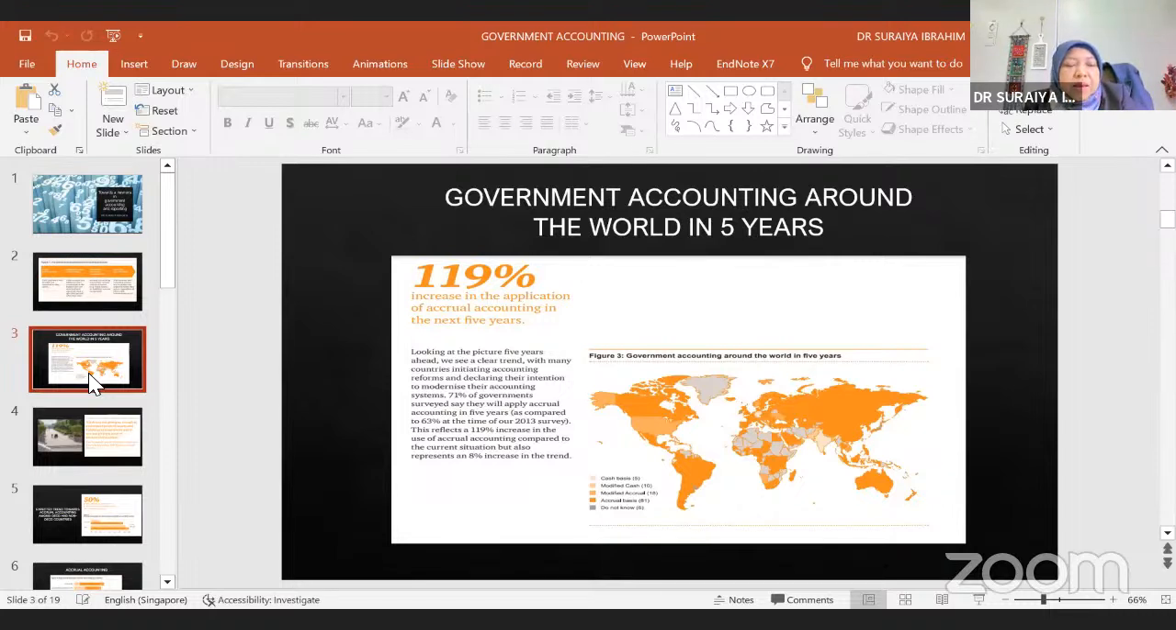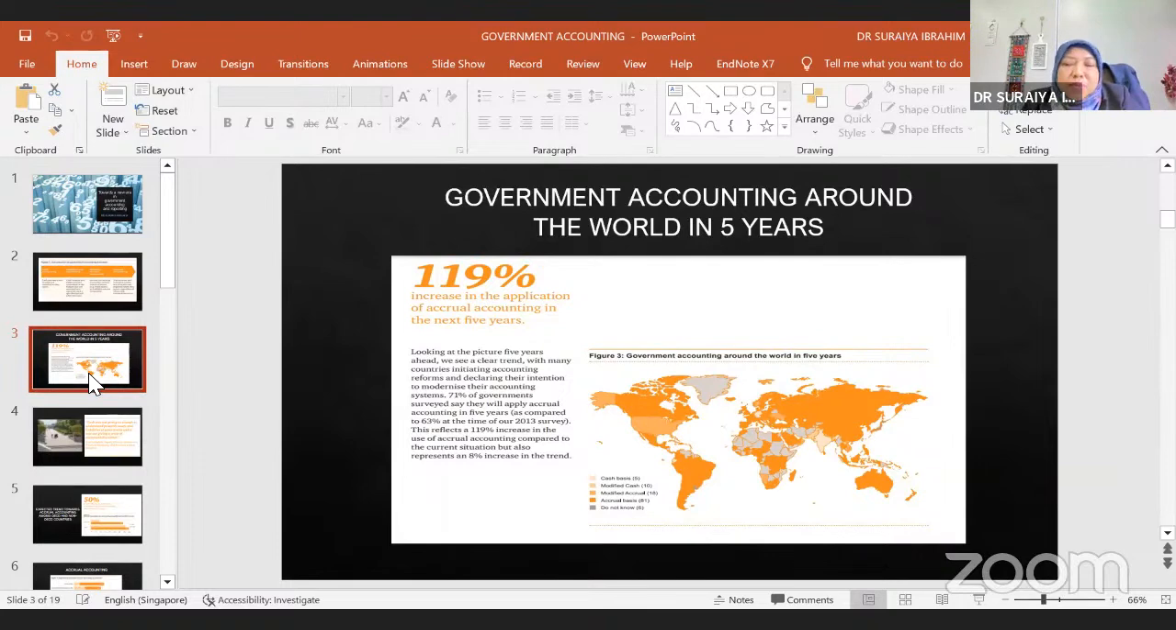Okay, so when they move towards accrual accounting, it is about getting the basic accounting foundations to become easy to understand and easy to implement. When we refer to the objective of the financial statements, which is to provide information that is very useful to a wide range of users in making evaluation decisions about the allocation of resources and to demonstrate the accountability of the government for the resources that they have been entrusted with.